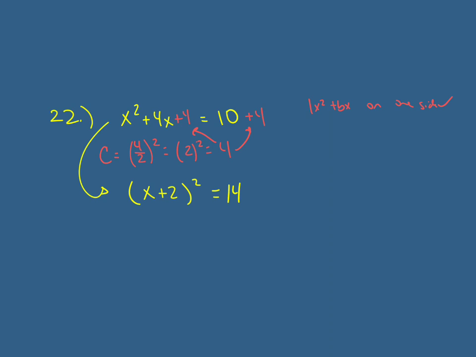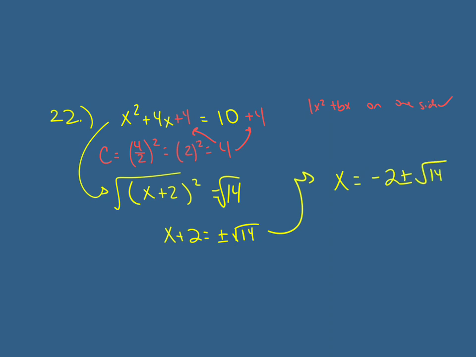Now I get to square root both sides, and I'm just going to solve using PEMDAS backwards. So I square root. I end up with x plus 2 equals plus or minus square root of 14. I subtract 2 from both sides, so the best answer is x equals negative 2 plus or minus the square root of 14. And that's it for 22. And that's going to finish this assignment.